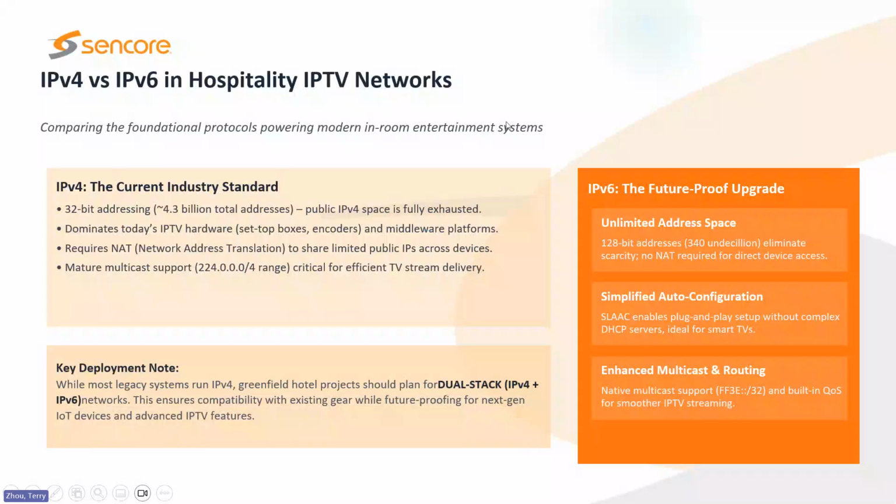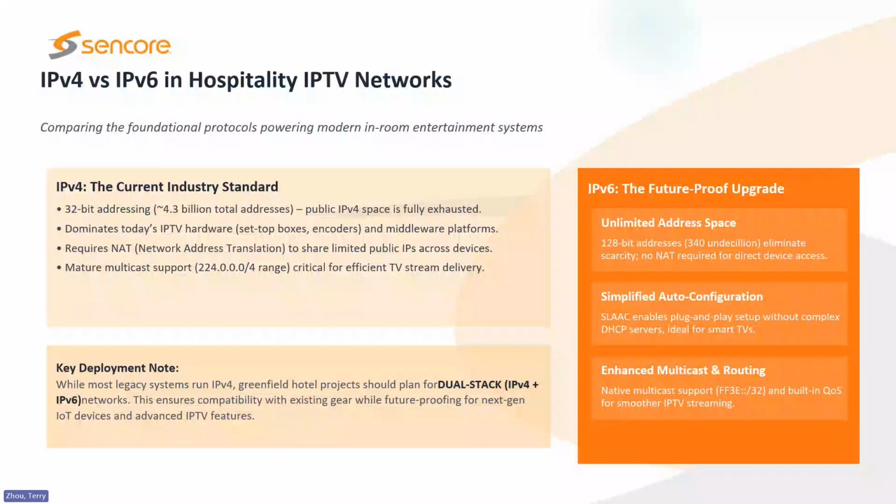The benefit of IPv6 is that it's almost unlimited address space. Instead of a 32-bit address, it's 128-bit, and the number of addresses is 340 undecillion. It's huge, almost endless. Even if devices increase dramatically in the near future, the number of addresses will still be sufficient.